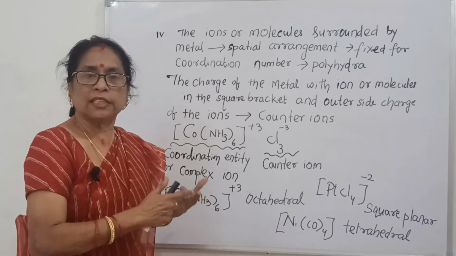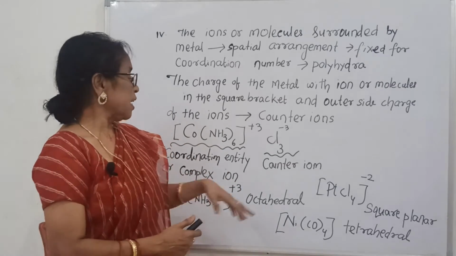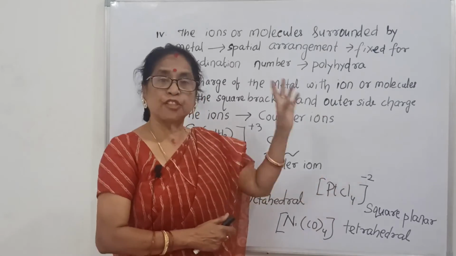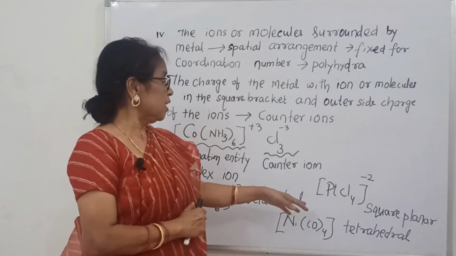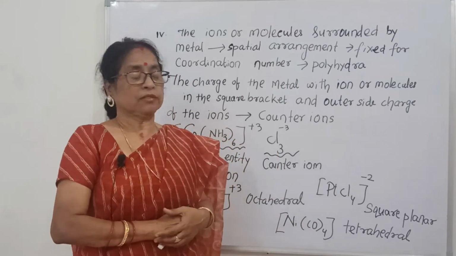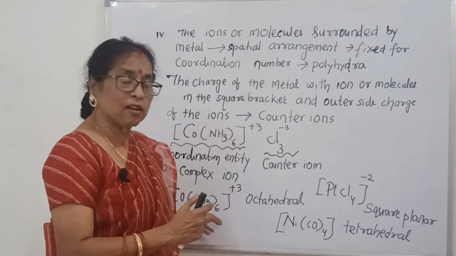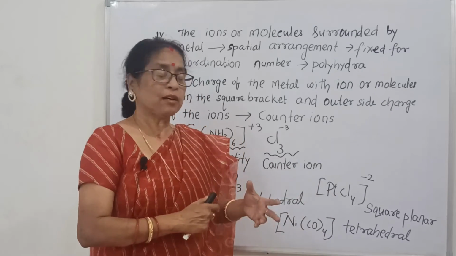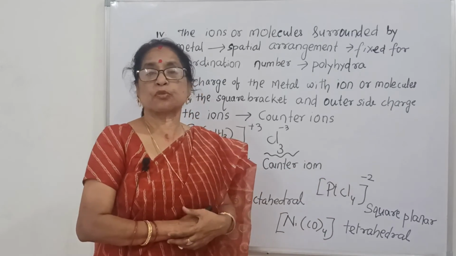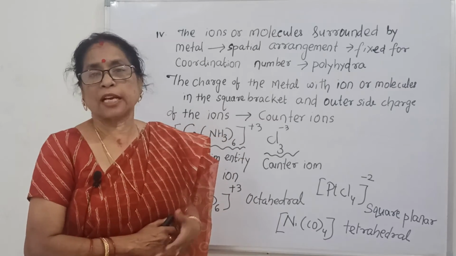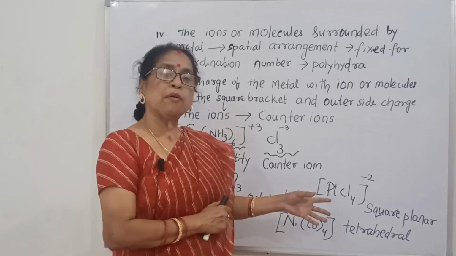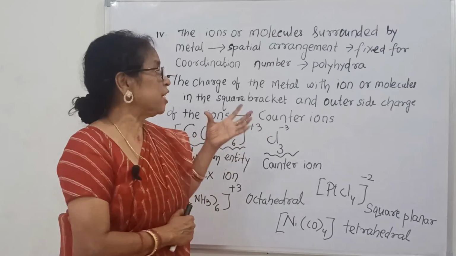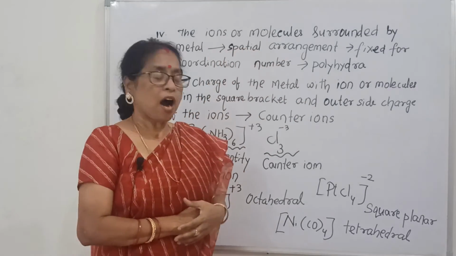How all the things work will be clear later. Now PtCl4 having charge -2 here is called a complex anion, and the other is a complex cation, and the structure of this one is square planar. That also I will explain later; only remember how it gives geometrical shapes by spatial arrangement.